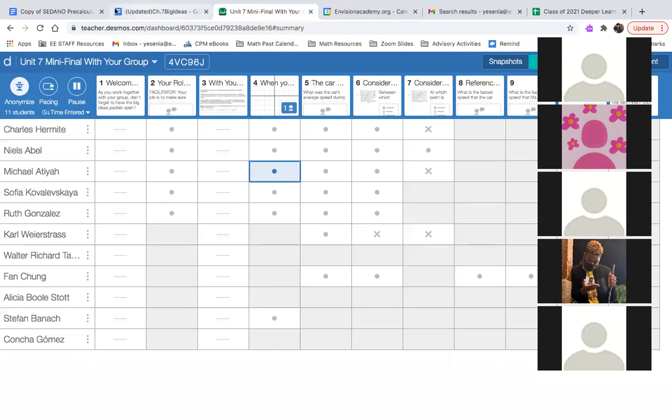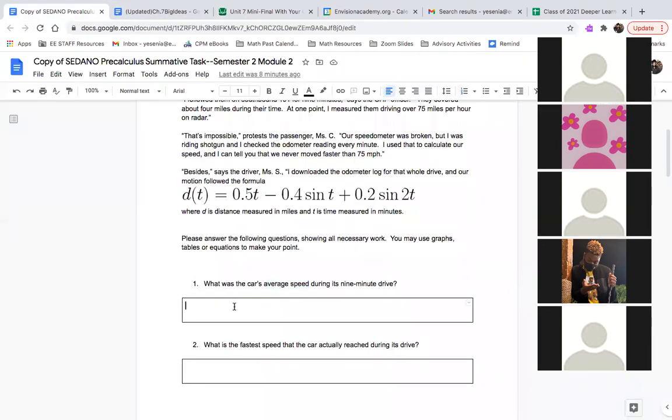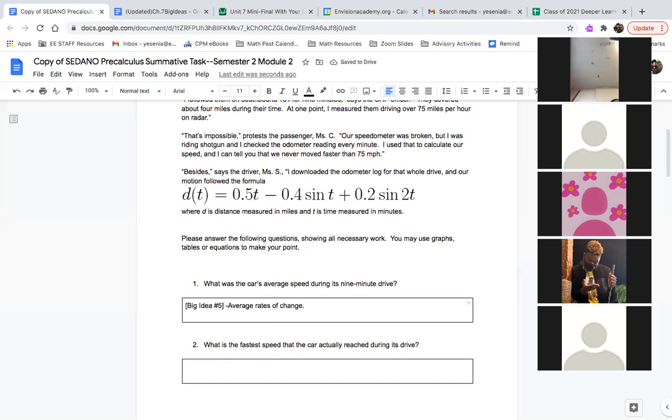So first, what I'm going to write right here is big idea number 5. Just so you know, you want to reference this big idea when you're making your explanation, because this is about average rates of change, and it's telling us what to do. So this is the big idea you're going to reference for sure. Next, some of you mentioned plugging in 0, 4, 9.